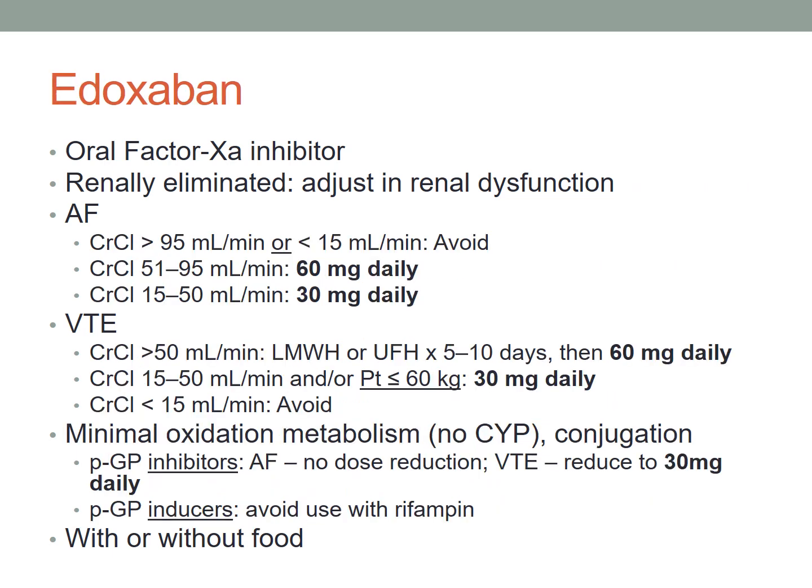Edoxaban is our last DOAC. It is also an oral factor Xa inhibitor, renally eliminated, need to adjust in renal dysfunction. Different recommendations based on indication. This one, like dabigatran, has no CYP or cytochrome P450 involvement in its metabolism, but there are some recommendations for either avoidance or dose reduction when used with P glycoprotein inhibitors or inducers. You can also give this medication with or without food.